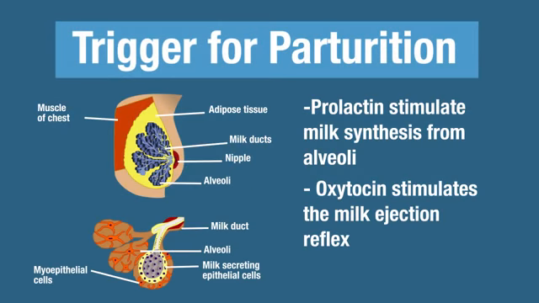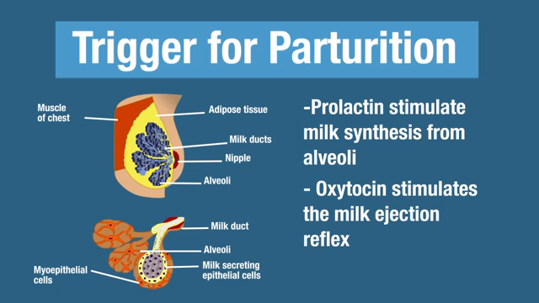The alveoli, and here's sort of a zoomed in version of the alveoli. They look a lot like the alveoli in the lungs, right? So prolactin actually stimulates milk synthesis from the alveoli. So you have these secretory cells that secrete milk. So you end up with milk in the lumen here.